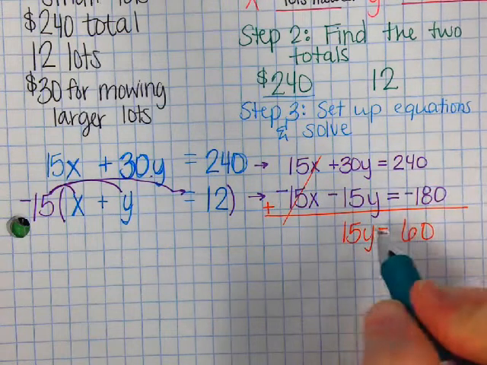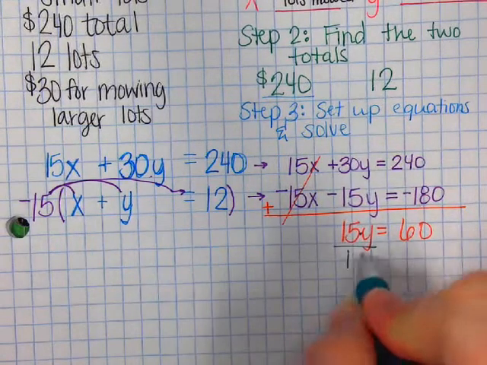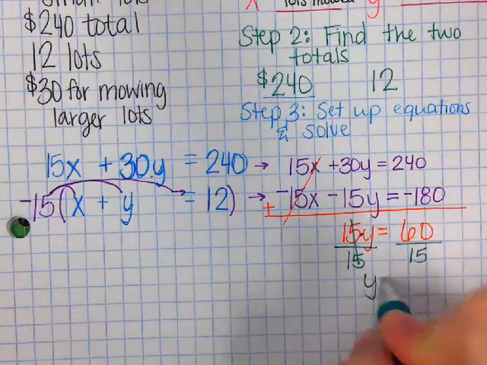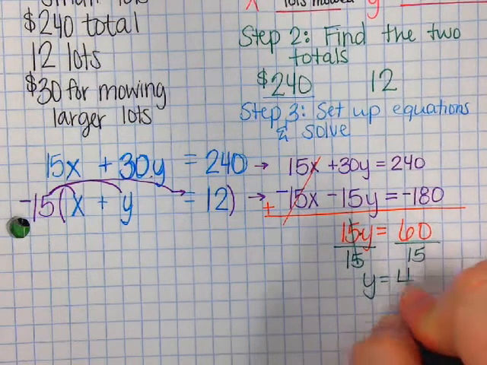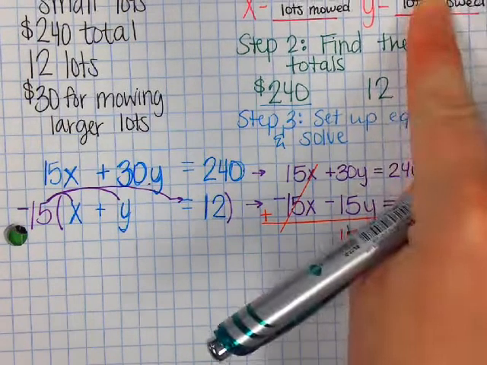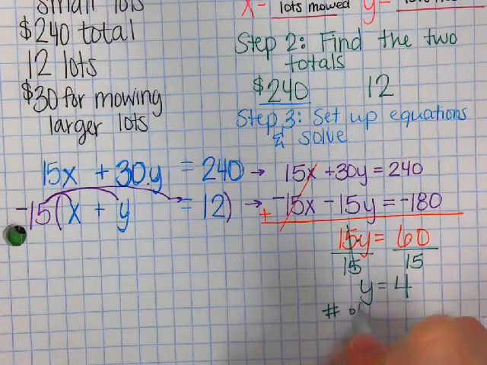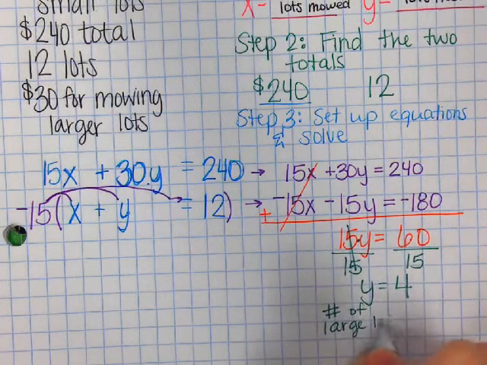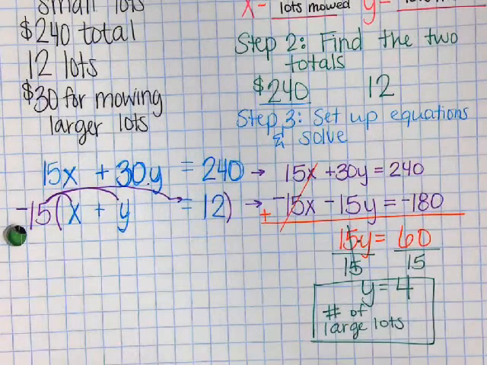Okay, so now we know that 15y equals 60, so the opposite of multiply by 15 is divide by 15. So y equals 60 divided by 15, if you type that in your calculator, is 4. Remember that this is the number of large lots, so always make sure to write that out for yourself so that you don't forget. So that's number of large lots.